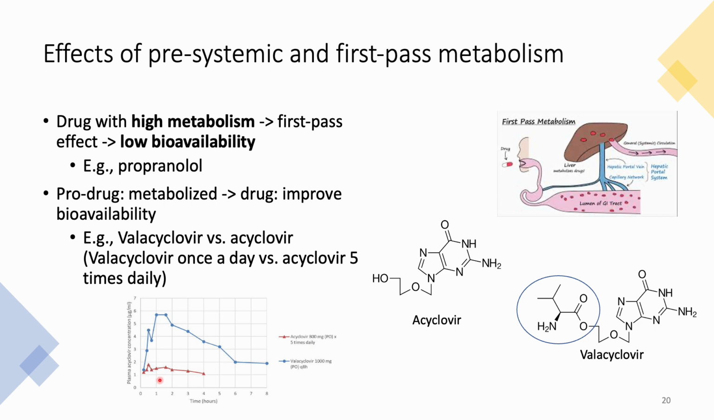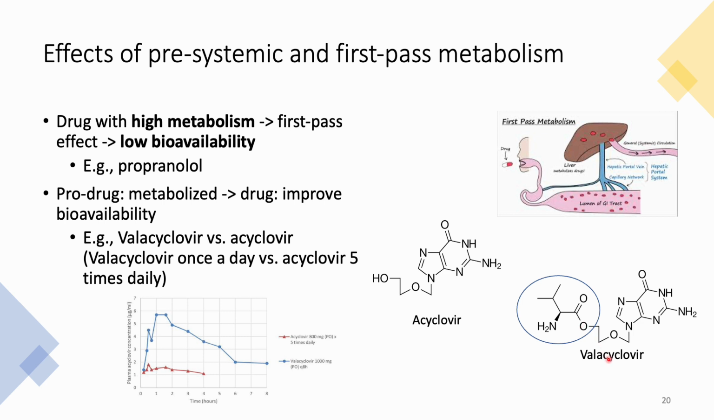Look at the graph here. You can see that the red one is acyclovir. After using it 5 times daily, this drug has very low bioavailability because the drug has high metabolism. If the prodrug valacyclovir is used, you see what happened in the blue here. This is the structure of valacyclovir. It has acyclovir combined with some other functional group linked by an ester link.